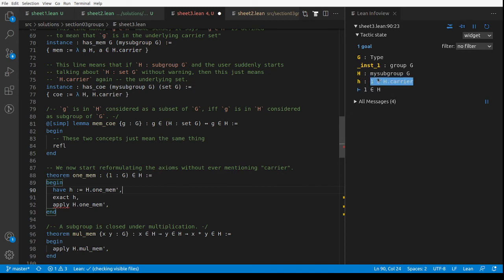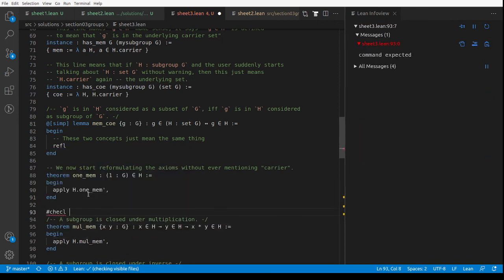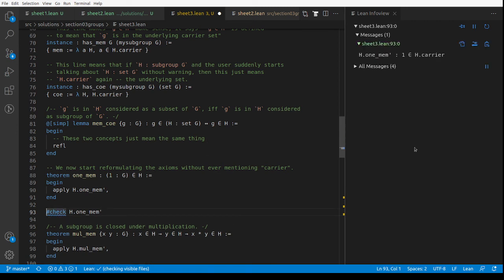H dot one mem primed is something which is not syntactically equal to the goal, but it is definitionally equal. And so exact will work because exact works up to definitional equality. And the idea is that one mem is just tidier. Look, let's just check H dot one mem primed. It looks a bit ugly, really. One is in H dot carrier, but H dot one mem that we have now is one is in H. You see, that's the sort of thing that mathematicians would expect.